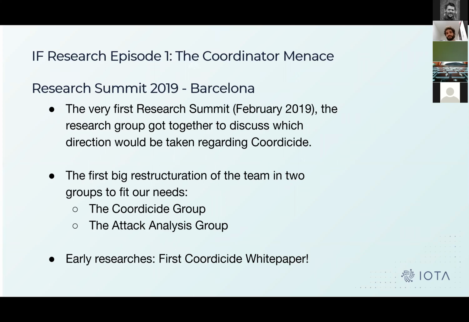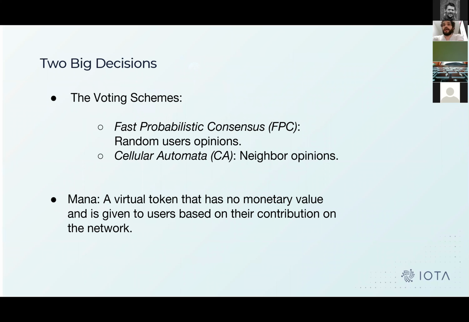And basically, one thing we got there was restructuring the research department. The research department was now mainly separated into, I would say, branches. There were two groups, the Coordicide group and the attack analysis group. The Coordicide group, of course, would develop the basic things for Coordicide, and the attack analysis group was responsible for studying the possible attacks that the Tangle could suffer. This was also on the coordinator presence, but also for Coordicide. They went moving from one to the other. Well, the result of this first research meeting was the first Coordicide white paper, that was out, I believe, over 1 year ago. Then, moving on, we had two big decisions that were made on basically that meeting.